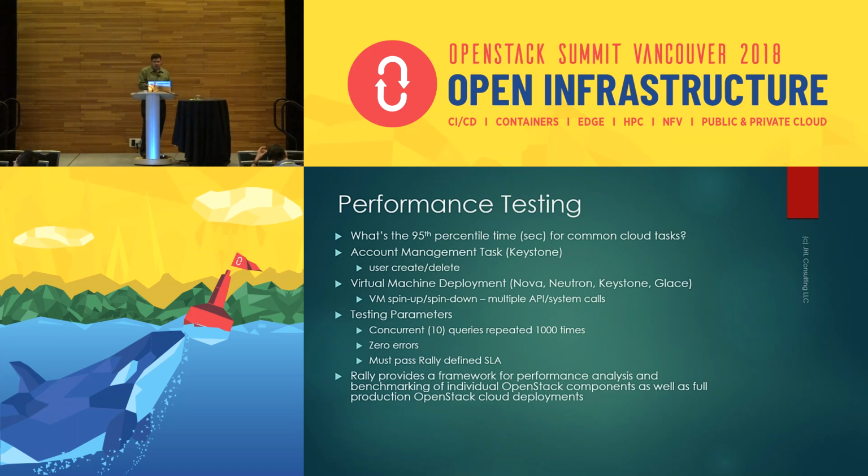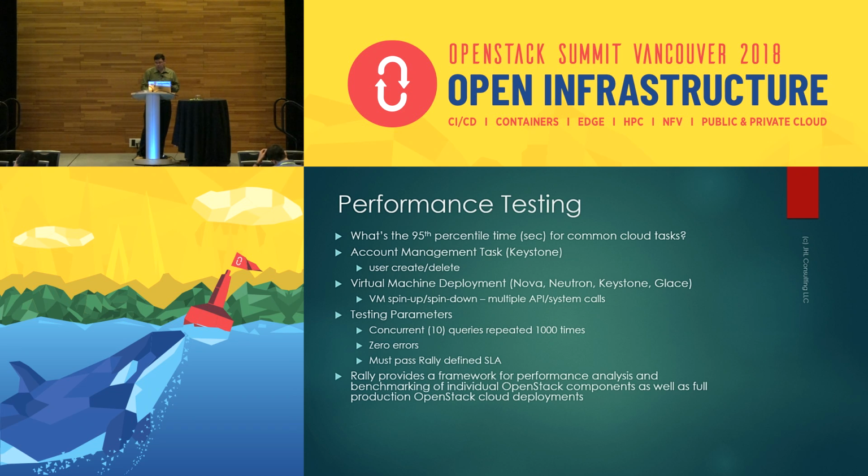Okay, so let's run through performance testing. Now that we've got these things running, let's find out what sort of performance numbers we get out of it. We're going to do some 95th percentile. We're going to do some Keystone add and delete users. We're going to do some typical virtual machine spin-ups. We are going to run these 1,000 times, 10 queries concurrently. We're looking for a zero error rate, and we want to make sure it passes the Rally minimum service level.